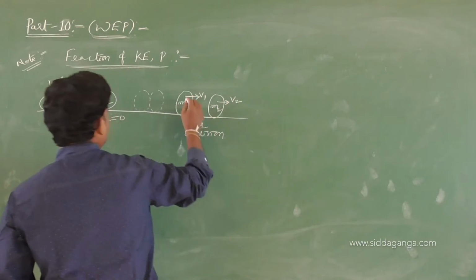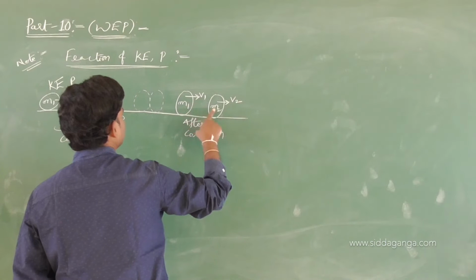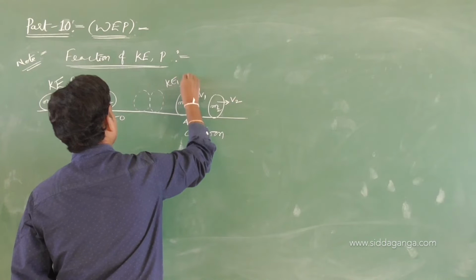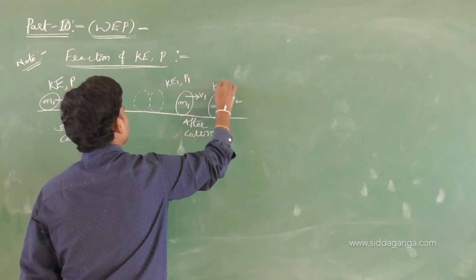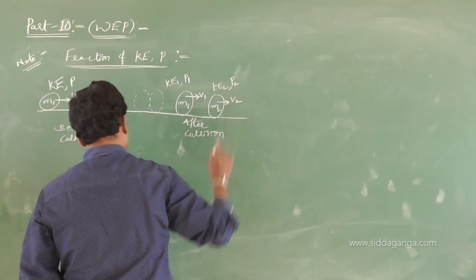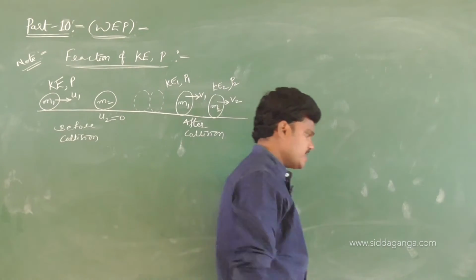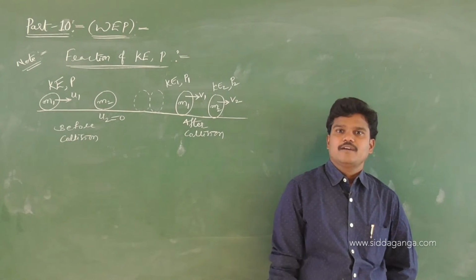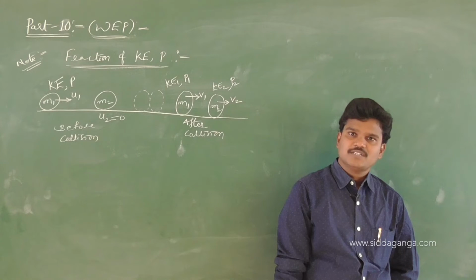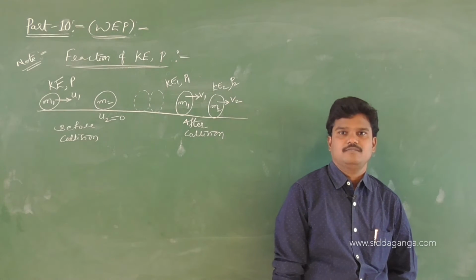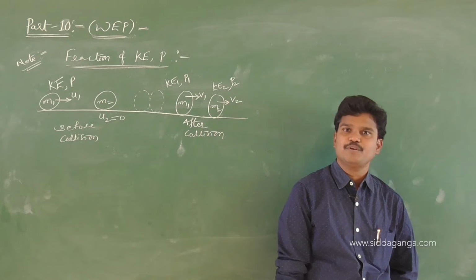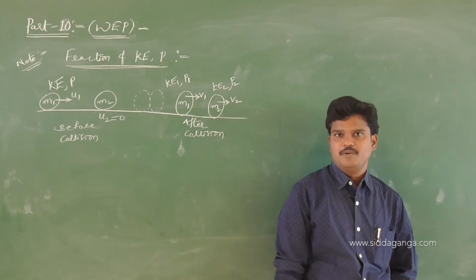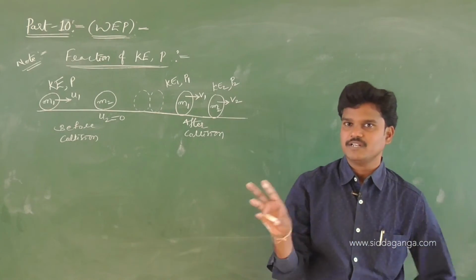And observe, after the collision this will have some kinetic energy, this will have some kinetic energy, and of course momentum. Let us consider KE1 and P1, and KE2, P2. What are these values? KE1, KE2 are the kinetic energies of the two particles of masses m1, m2 after the collision. P1, P2 are the momenta of the two particles after the collision. P1 for m1, P2 for m2. Got this idea at least?